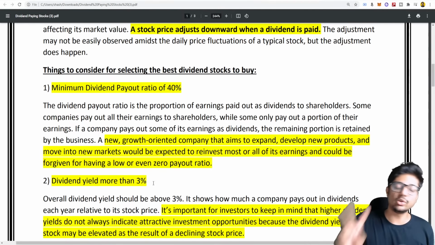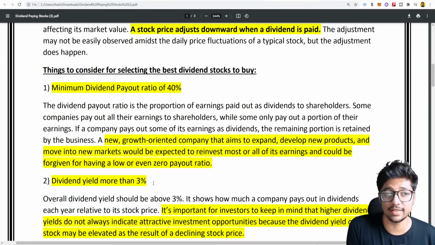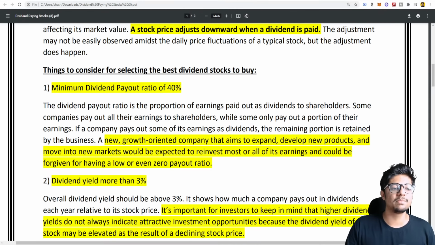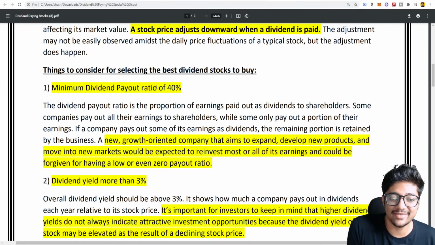Now there are two things to understand when it comes to dividends, or when you want to calculate dividends. The first thing is called the minimum dividend payout ratio, also known as the dividend payout ratio. Now this is very, very, very important.